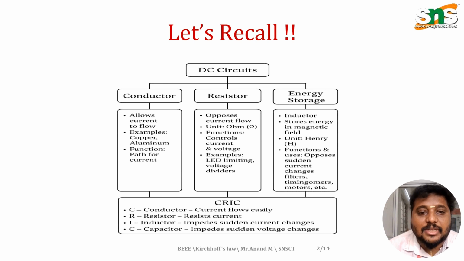Then coming to the resistor: what is a resistor? It is a device which opposes the current flow of electrons in a circuit. The unit of resistor is ohms. The function is to control current and voltage in a circuit. So based on the resistance value, the flow of current will be opposed. Examples are LED lighting and voltage dividers.